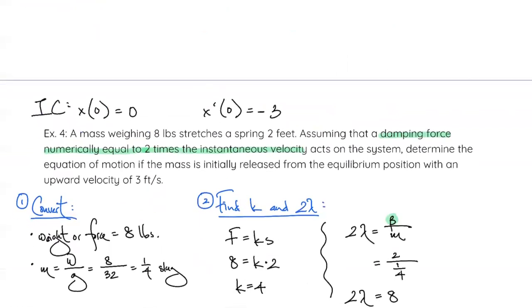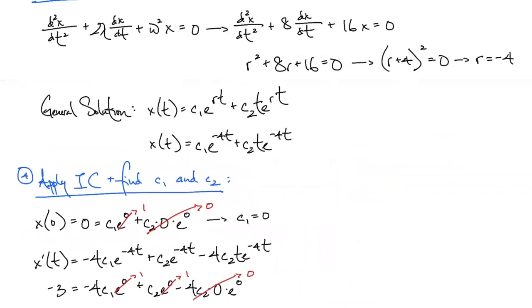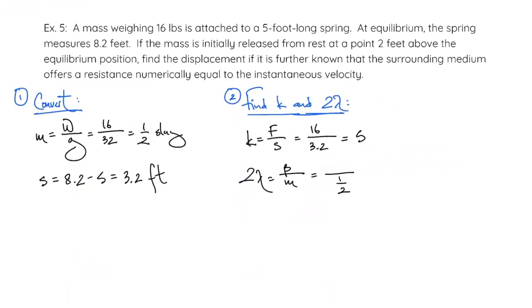Before we do that, let's go back to the previous problem where, in the green highlighting, we said that a damping force numerically equal to 2 times the instantaneous velocity acts on the system. That statement corresponded to beta having a value of 2, right? So a damping force numerically equal to 2 times the instantaneous velocity, that's our beta. So if we go back down to example number 5, the mass is initially released. That looks like an initial condition. Find the displacement.